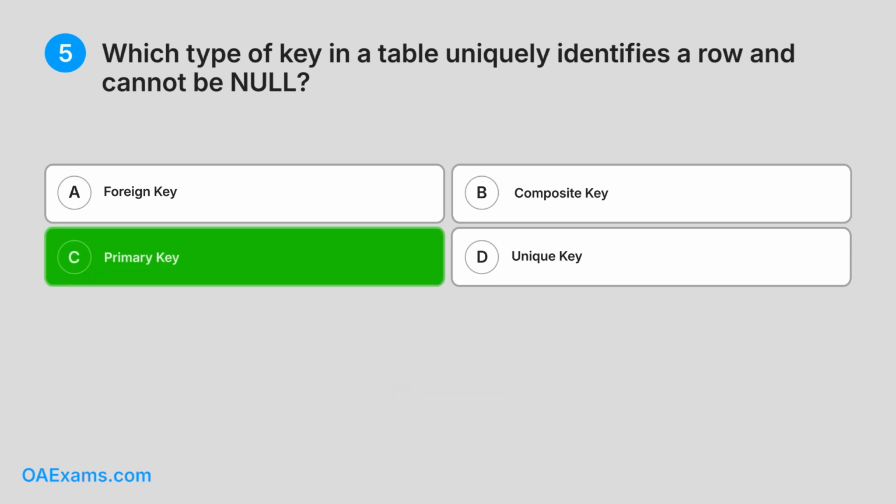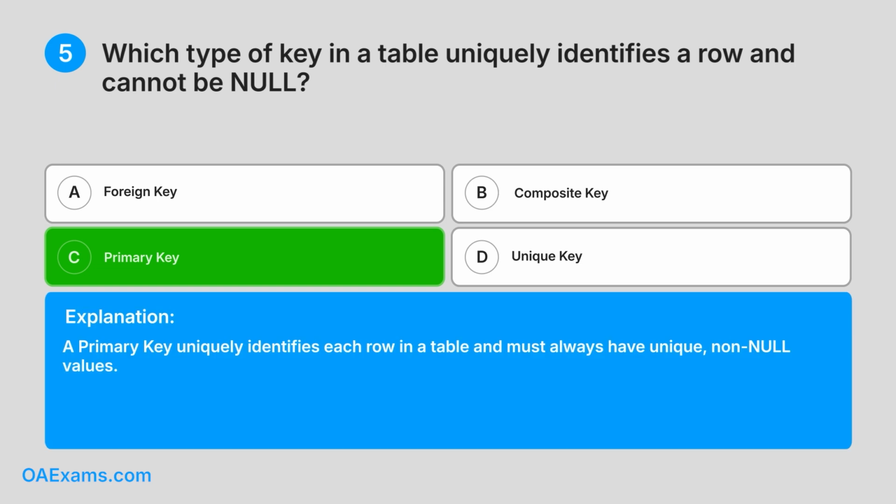Correct answer. C. Primary key. Explanation. A primary key uniquely identifies each row in a table and must always have unique, non-null values.